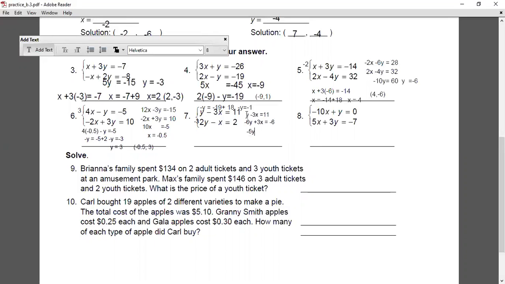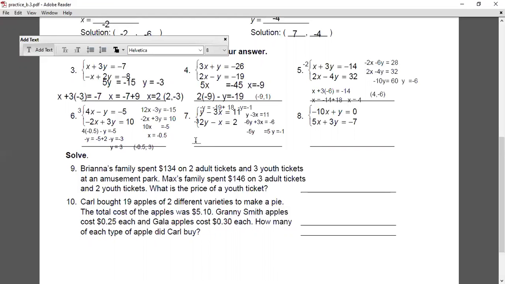Here there's nothing, which means it's 1. You have to consider it as 1. So 11 minus 6 is going to give you 5. Which means y is going to be equal to how much? 5 divided by negative 5 is going to give you negative 1.